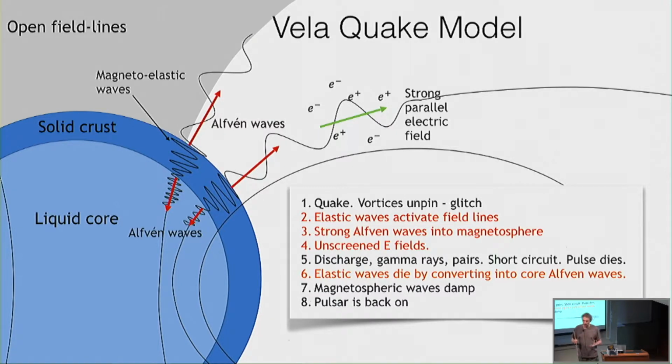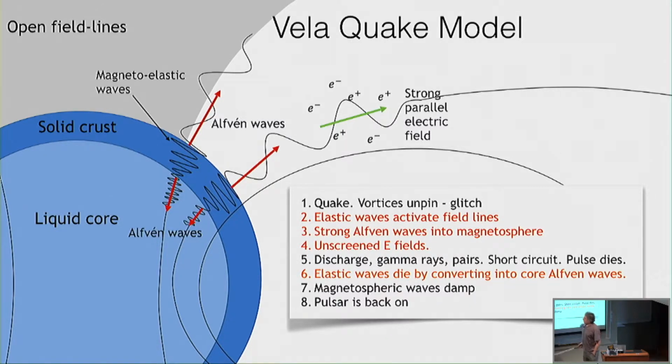Maybe it's local, whatever, but it drives a quake. So let's assume that this is the quake that also unpinned the vortices inside the neutron star. And then the vortices do their own glitch thing, whatever superfluid theorists do. But I'm interested in the consequences of this quake.